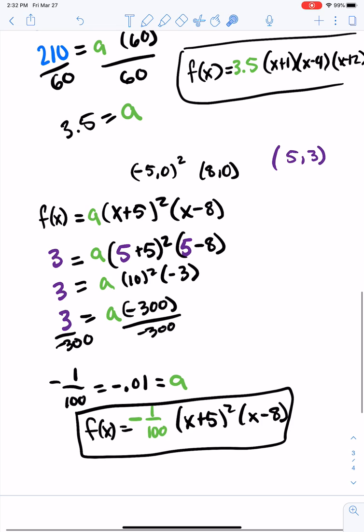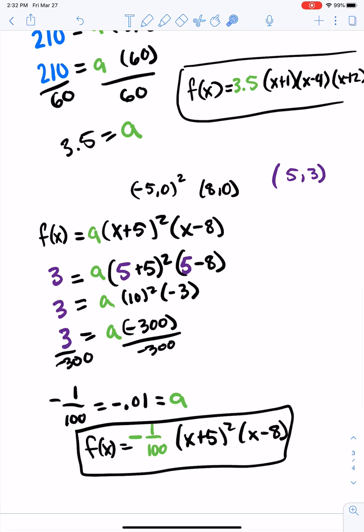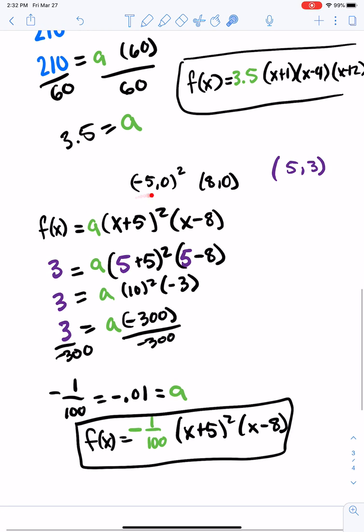In the last example I'm going to do with you, I seem to have forgotten to write down what number this was. Anyway, you'll figure it out. There is a square term, a bounce point at -5, and another root at 8, and it's passing through the point 5,3. So again, we're going to leave A because we don't know what it is. Our double root gets squared here, and then our other root is over here.